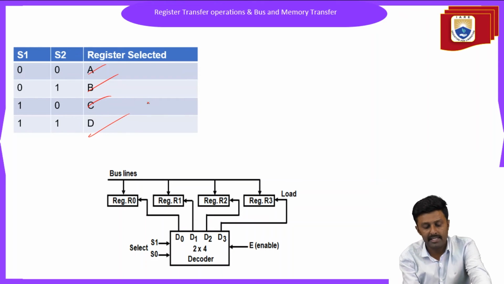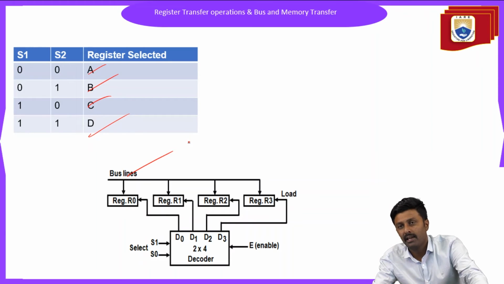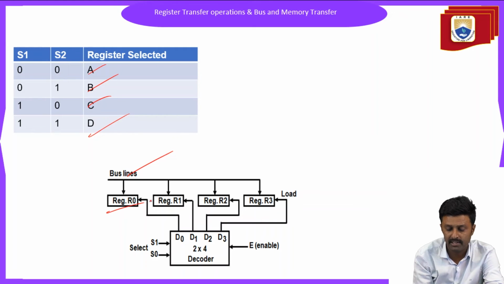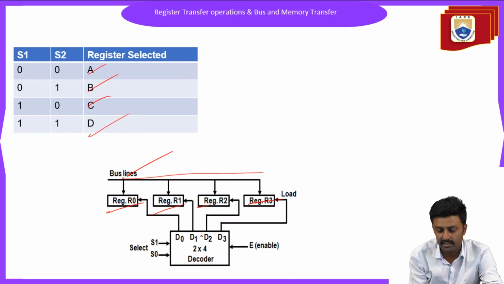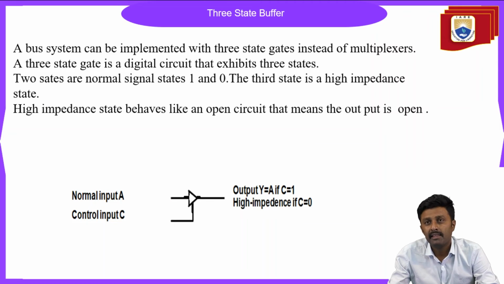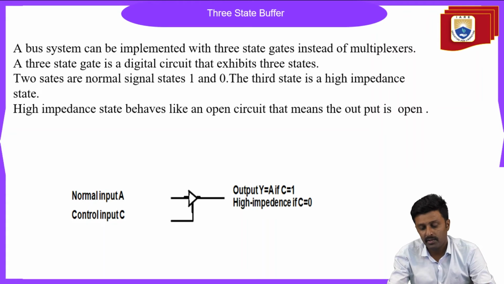The same bus transfer can be implemented with the help of a decoder, that is a 2:4 decoder. Here also we have taken 4 registers, that is R0, R1, R2, R3, and these are the bus lines here. All these 4 registers are connected to the 2:4 decoder, and these are the select lines here. What will the select lines do? 0 0, 0 1, 1 0, 1 1. For 0, 1, 2, 3 inputs, the buses will be selected. Then we are talking about the buses here. One of the important things here is the tri-state buffer.